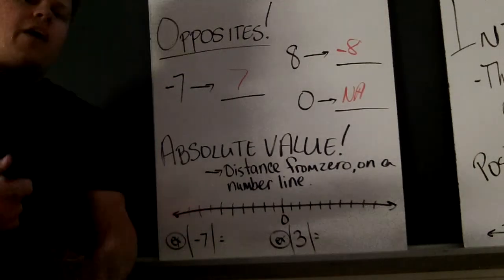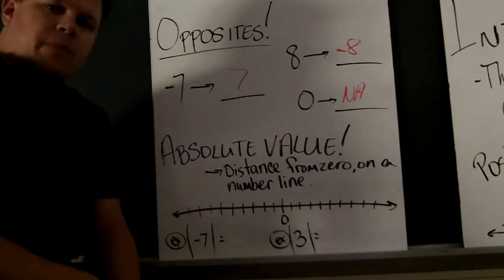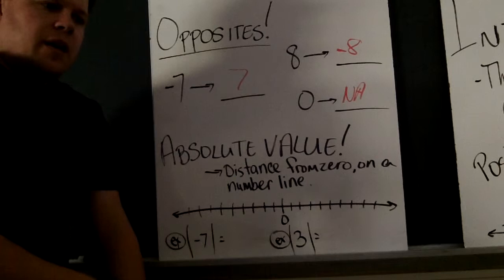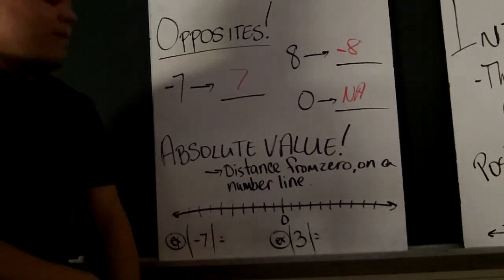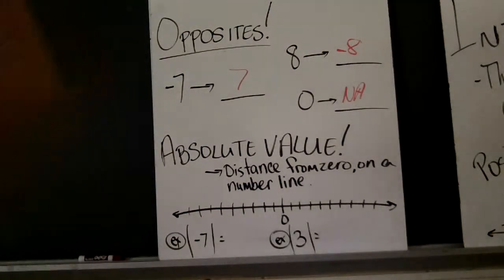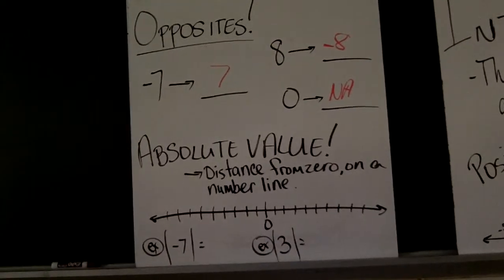Another very valuable topic in integers is the concept of absolute value. Absolute value is the distance from 0 on a number line, and it can be easily calculated or easily discovered just by using a number line. And I have an example right here. Hopefully you can see that. Let me take a quick look to see if you can actually see that. Of course you can see that. That should be just fine.